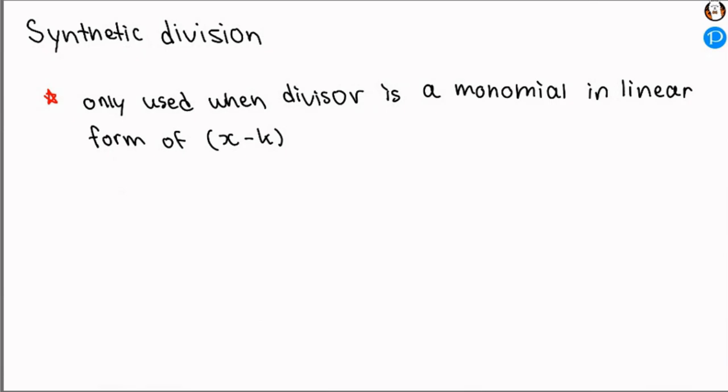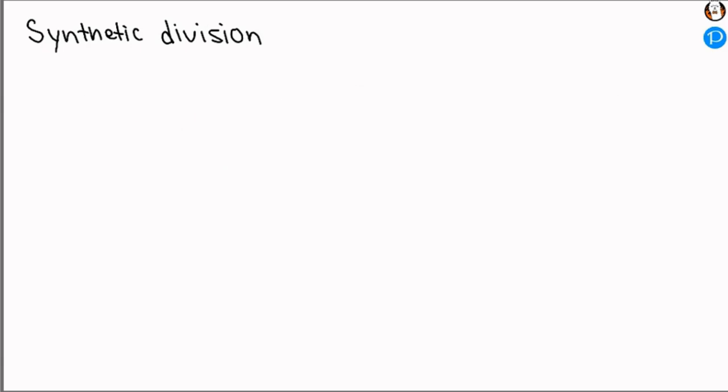Another method for dividing polynomials is synthetic division. Synthetic division can only be used when the divisor is a monomial in the linear form of x minus k. So this x has a coefficient of 1, an exponent of 1, and k is going to be the constant. Let's try this with an example. n to the power of 2 minus n minus 29 divided by n minus 6.